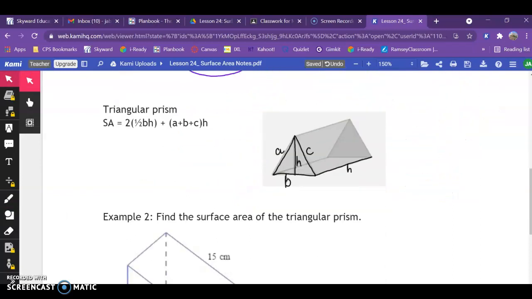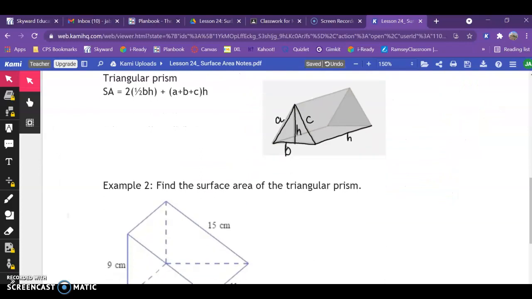Then we're going to have triangular prisms. And this one is a little more crazy looking as far as the formula goes. It's 2 times the area of the triangle because there are 2 triangles, the front and the back there. And then you're going to add, I have A plus B plus C in parentheses. Those are the 3 sides of the triangle. So you're going to add the 3 sides. You're going to find the perimeter of that triangle.